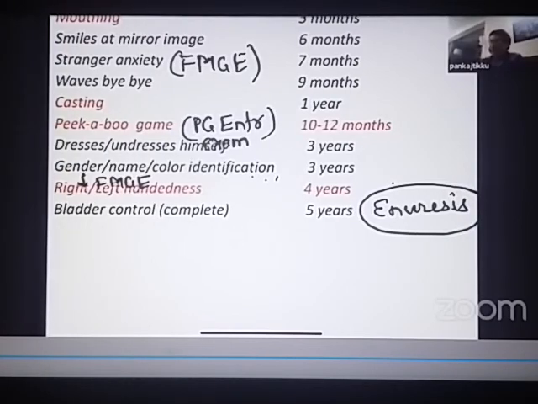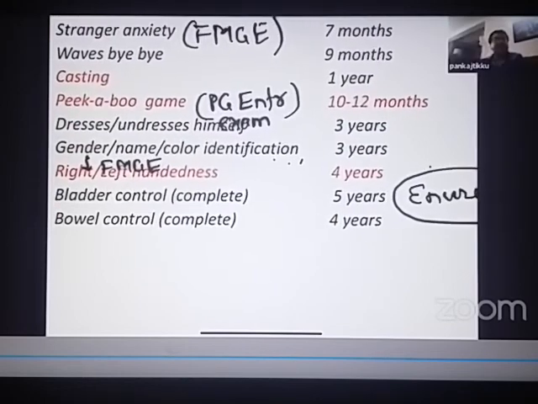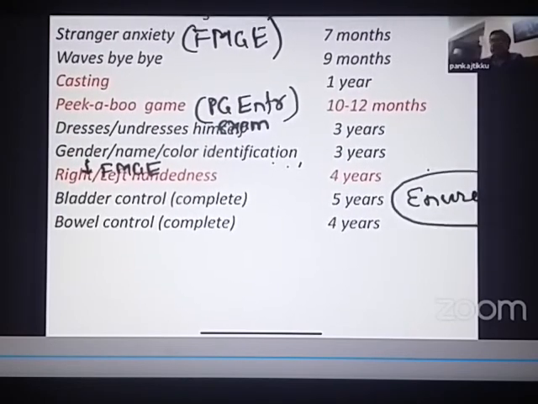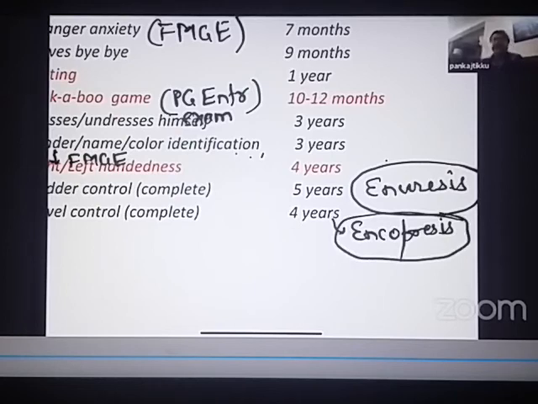And similarly, complete bowel control is achieved at the age of 4 years. Therefore, passing stools at inappropriate places, which is also known as encopresis. So what is encopresis? Passing stools at inappropriate places. The diagnosis of encopresis should never be made before the age of 4 years.